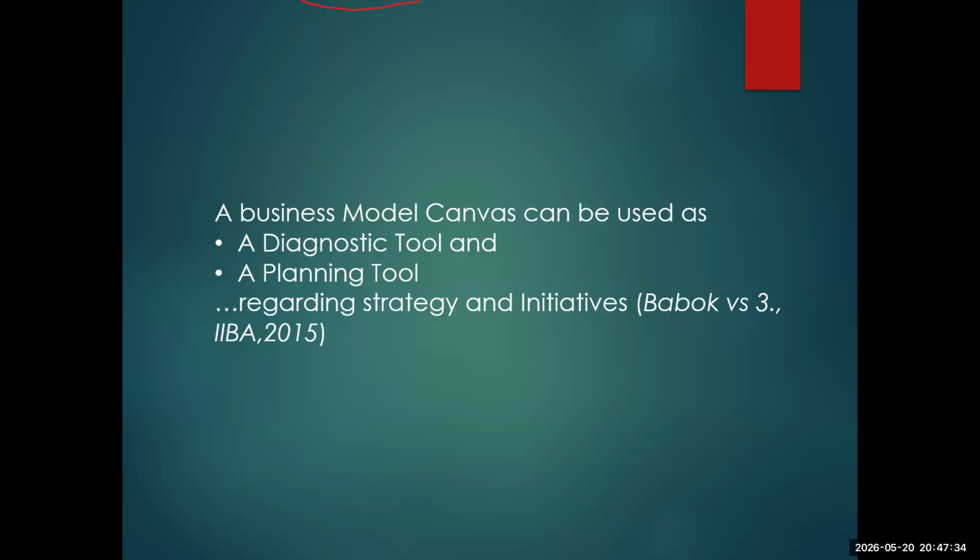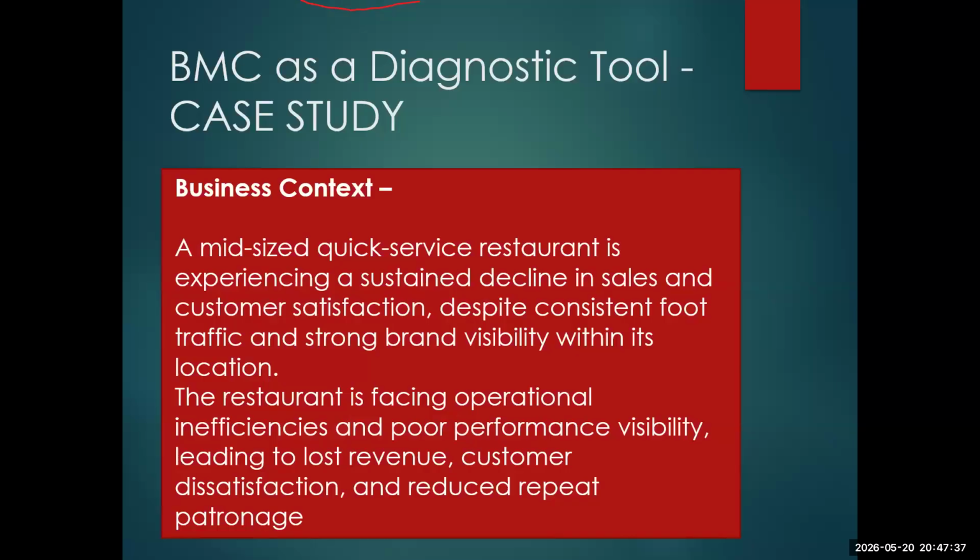So today, without wasting time, we're going to go to our very familiar business case study that we used the last time, this very fancy quick service restaurant of ours. And I'm sure we remember, for those who were in the last study group, the business context. It says a mid-sized quick service restaurant is experiencing a sustained decline in sales and customer satisfaction, despite consistent foot traffic and strong brand visibility within its location. The restaurant is facing operational inefficiencies and poor performance visibility, leading to a loss of revenue, customer dissatisfaction, and reduced repeat patronage. This is the context of the business.